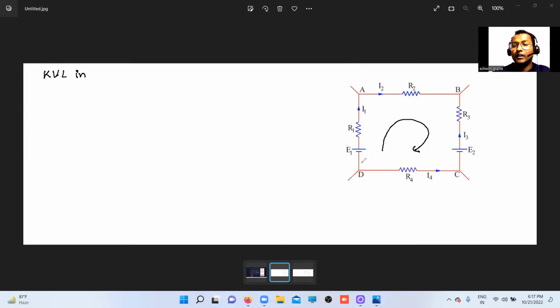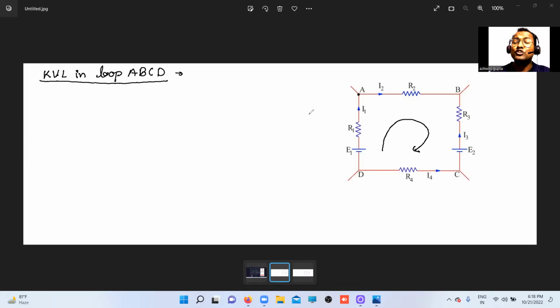in the A, B, C, D loop. A, B, C, D. And it is a very, very simple process. Just imagine yourself that you are at a point and you are walking. This is a simple thing. Only so that you can understand in a better way, just imagine yourself at A. Suppose I'm going to write the equation for KVL for the loop ABCD, and we are starting from point A. So just imagine that you are at point A.